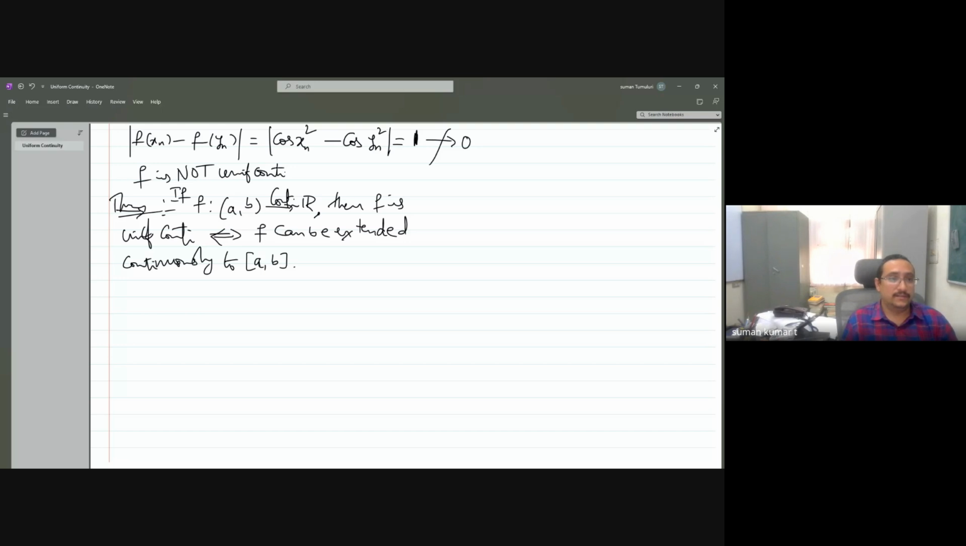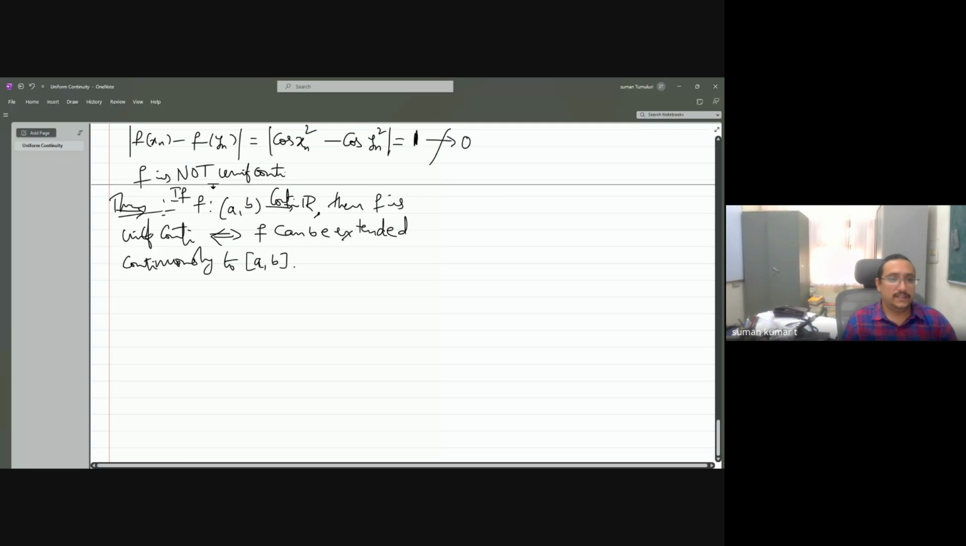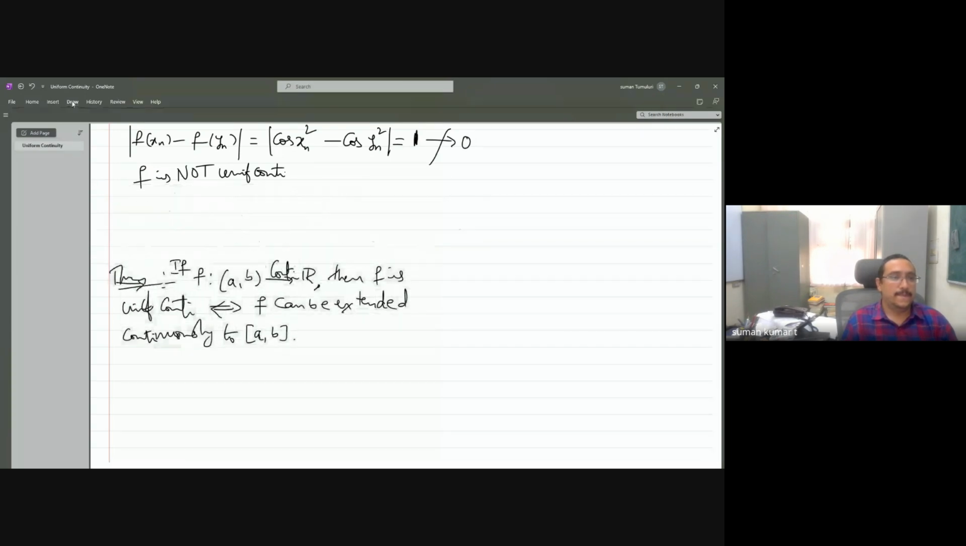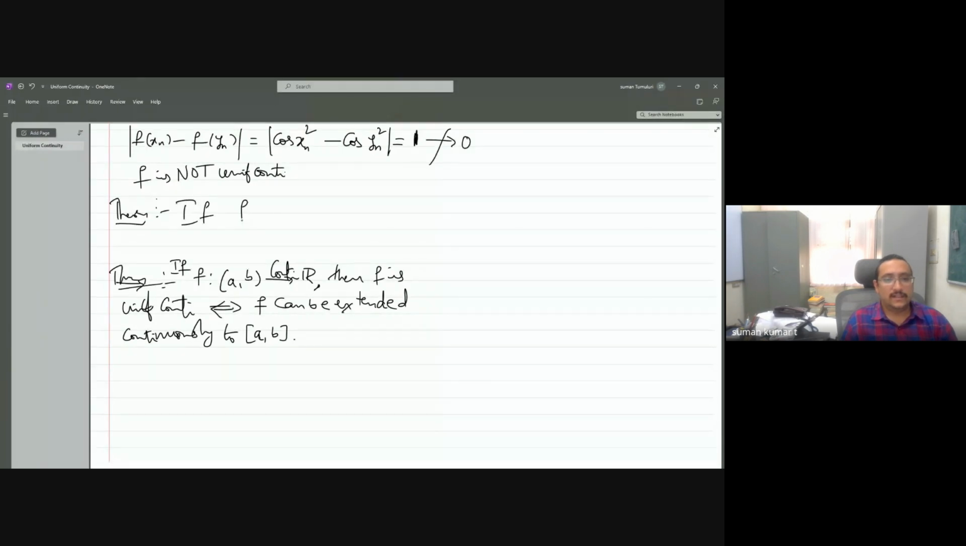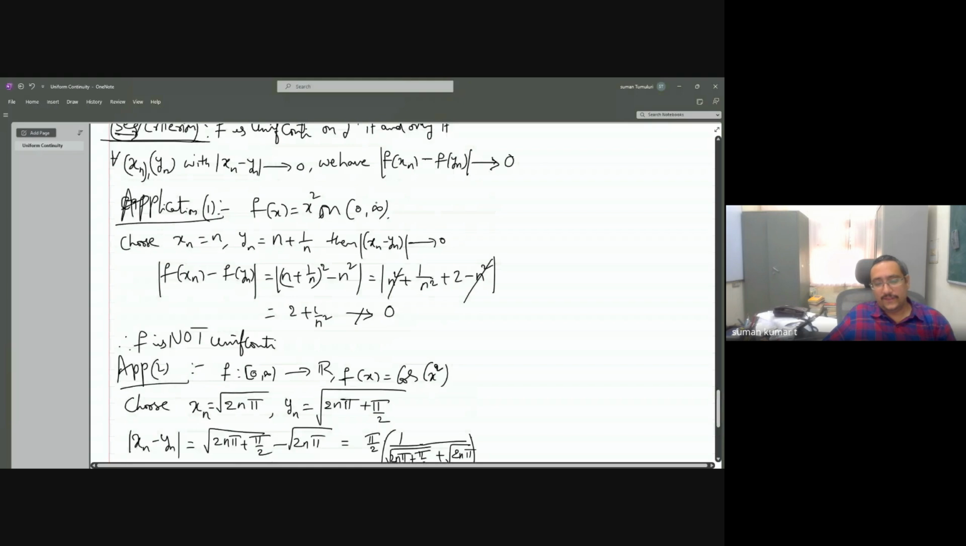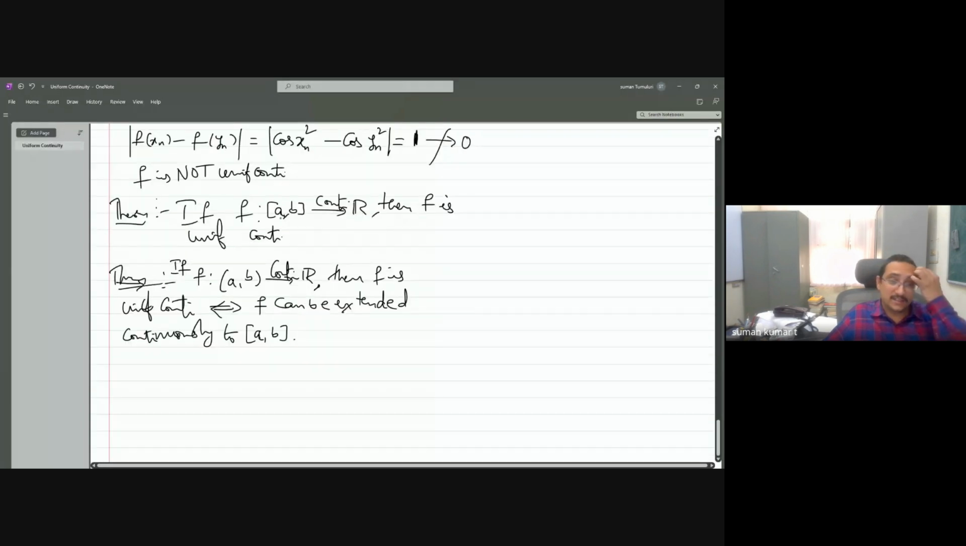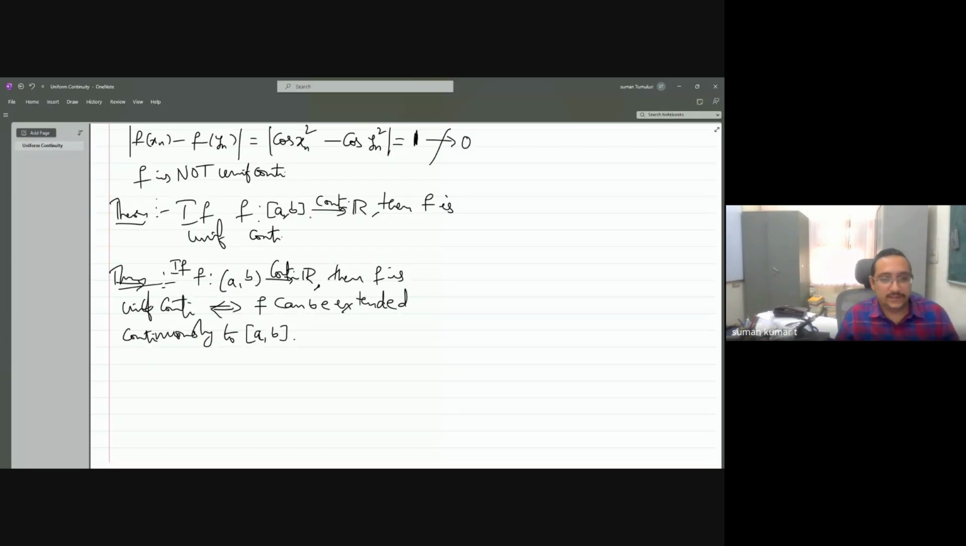Because, of course, before that, I have to give you a very important result. If f is a continuous function on a closed and bounded set, because this is a closed interval and it's a bounded set, then f is uniformly continuous. Every continuous function is uniformly continuous on a closed and bounded interval. That's why, I don't know whether you have observed or not, from the beginning, all my examples I'm dealing with unbounded intervals. Because on closed and bounded intervals, every continuous function is uniformly continuous.